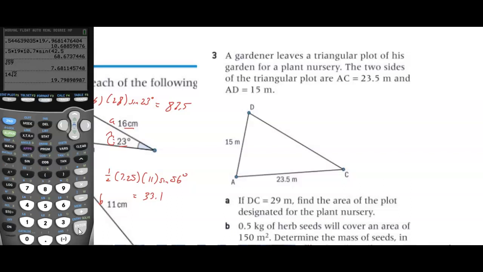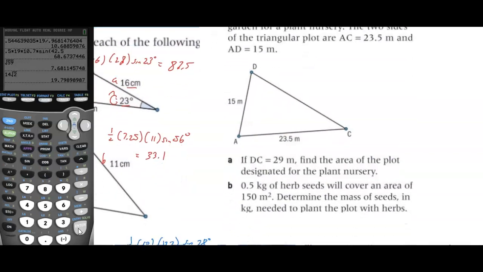A gardener leaves a triangular plot of his garden for a plant nursery. The two sides of the triangular plot are AC 23.5 and AD 15. They already marked it. Okay. If DC is 29, so they're saying this side is 29, find the area of the plot designated for the plant nursery. Okay, so this is very similar to the last one.